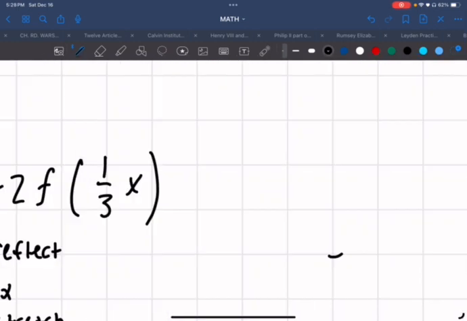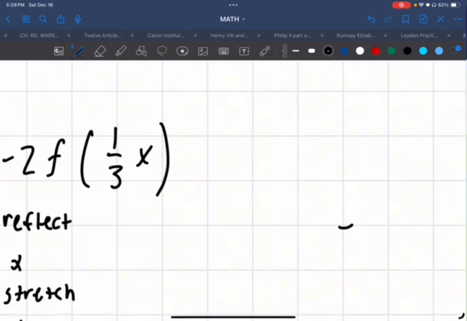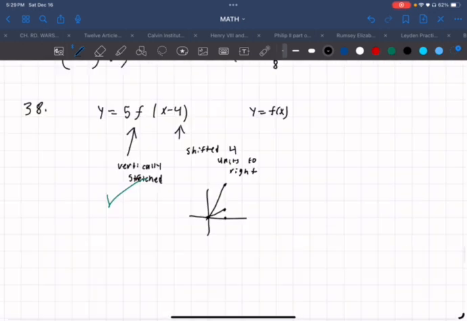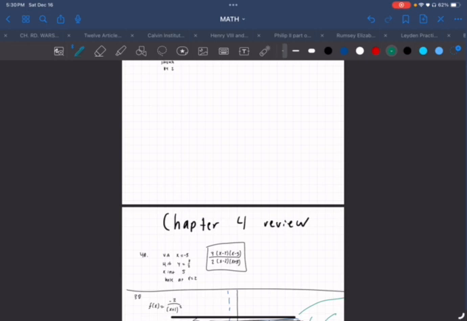This is in parentheses, so I think this is a horizontal compression. It's not on the f, it's on x. So this is my second process of elimination. So I have to stretch horizontally by a factor of 3, reflect across the x-axis, and stretch vertically by a factor of 2. That sounds correct to me. All right, yes, that's correct. So luckily for the test, this is probably a multiple choice section, so I'm going to do it.